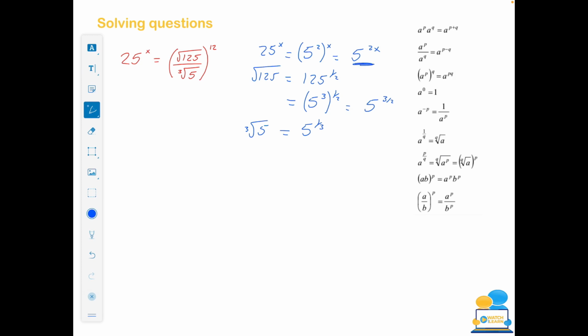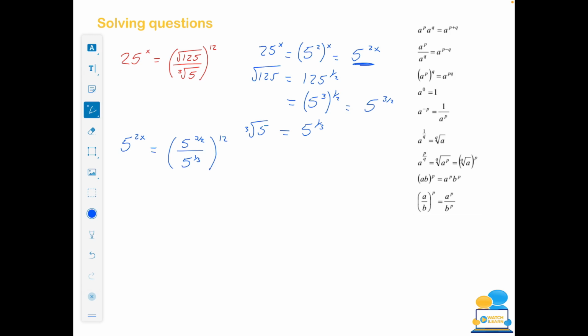Okay, now I can go back to my question. 25 to the power of x, instead of that, we're going to write 5 to the power of 2x is equal to square root of 125. We're going to write 5 to the power of 3 over 2. And instead of the cubed root of 5, we are going to write 5 to the power of 1/3, all to the power of 12.